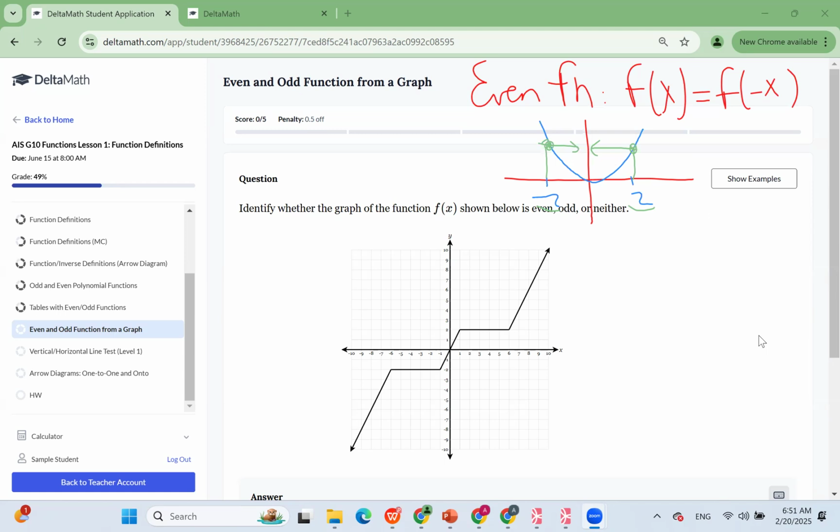So even functions will always be symmetrical about the y-axis. This is the y-axis here. And they will always show a symmetry about the y-axis.